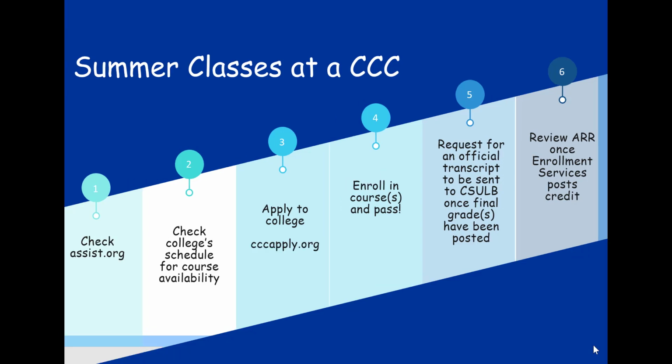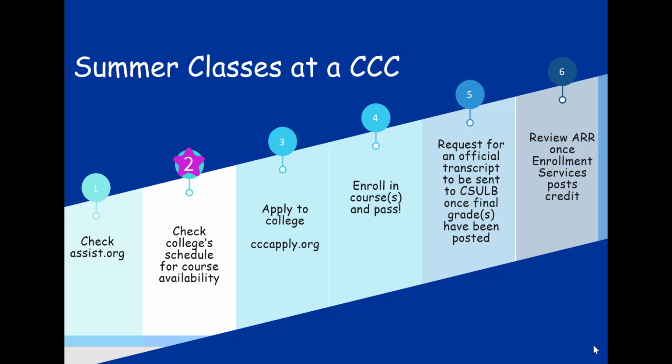Now that we have reviewed how to use assist.org, here are the recommended steps for taking classes at a California community college. After you've completed Step 1 and verified on assist.org that the course is equivalent to Cal State Long Beach's requirement, I recommend going to that college's website to check their schedule of classes to make sure it's being offered. For example, if you're going to Long Beach City, you would want to go to their website, check out their schedule of classes to make sure the course is available.